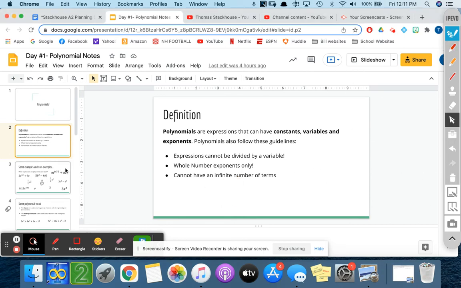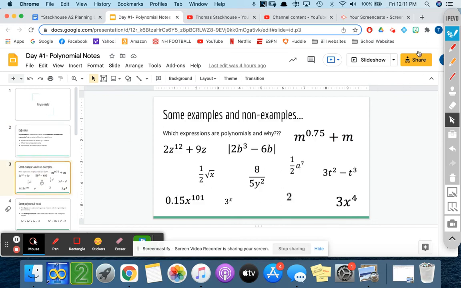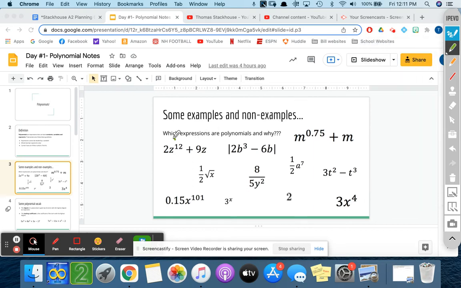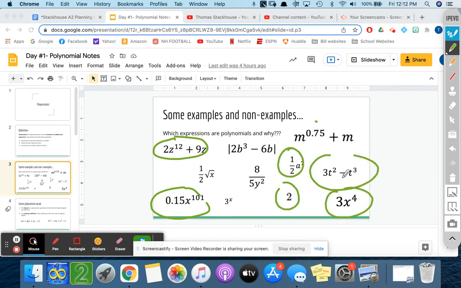So let's take a look at some examples versus non-examples. Examples that work, I'll circle in green. Good example, good example, good example, good example, good example, good example. The reason those work is it follows those 3 rules. The ones that don't work, this one it might be hard to see, but it's 3 to the x. The x can't be in the exponent, nor can it be in the bottom of a fraction. So those 2 are out.